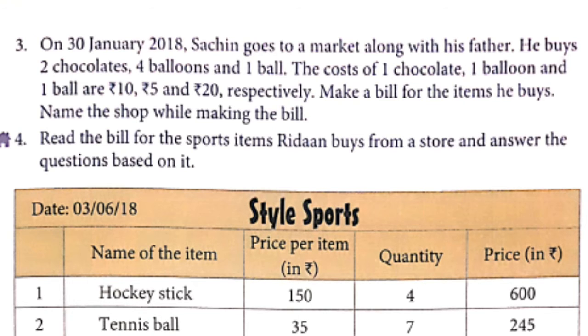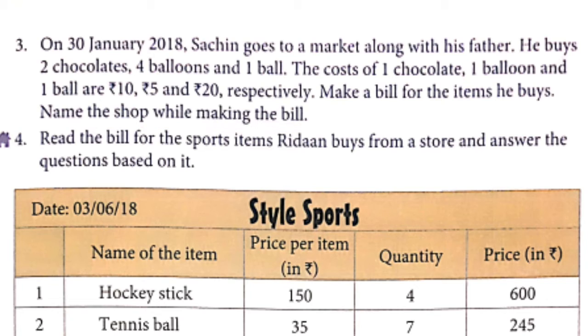Now see to the third question. On 30 January 2018, Sachin goes to a market along with his father. He buys 2 chocolates, 4 balloons and 1 ball. The cost of 1 chocolate, 1 balloon and 1 ball are rupees 10, rupees 5 and rupees 20 respectively. Make a bill for the items he buys. Name the shop while making the bill.